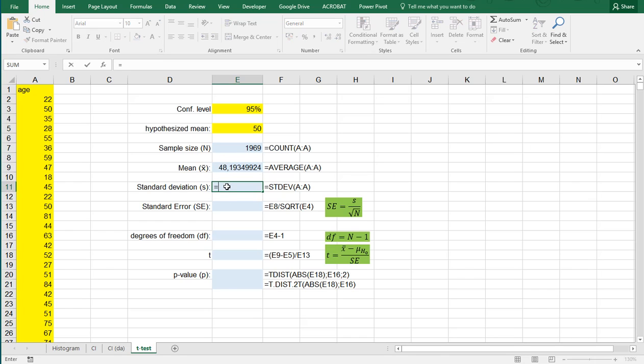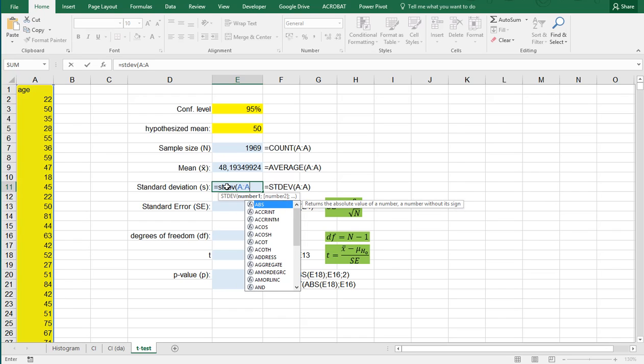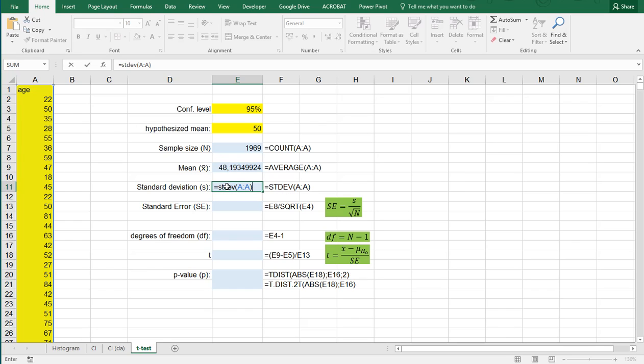The standard deviation is the sample standard deviation, which is the old STDEV or STDEV.S, which means it will actually be dividing by n minus 1 rather than by n, which in this case turns out to be 17.68. The standard error is the standard deviation divided by the square root of the sample size, which in this case turns out to be around 0.4, and the degrees of freedom is nothing else than the sample size minus 1.